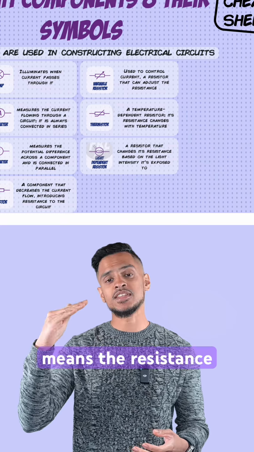Now, if you see a triangle and a line within a circle, that's called a diode. A diode only allows current to flow in one direction. In the other direction, the resistance is very high. It basically stops the current from flowing.